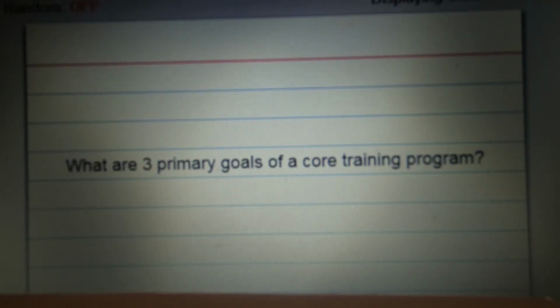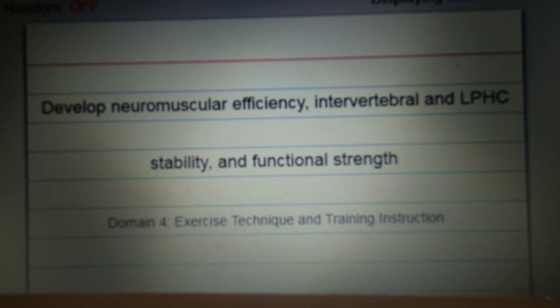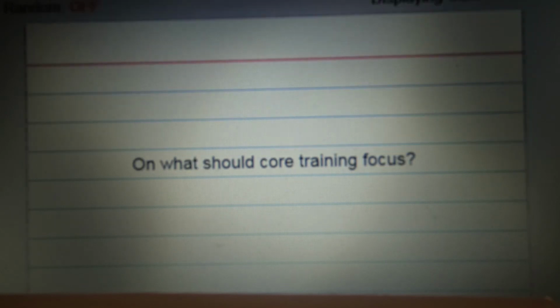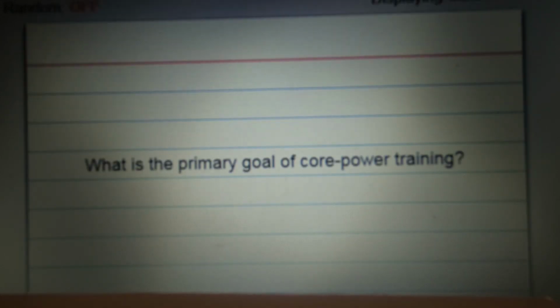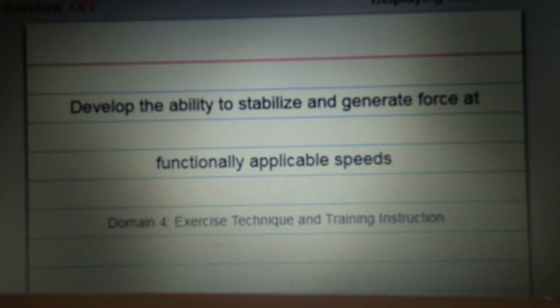Core stabilization. What are 3 primary goals of a core training program? Develop neuromuscular efficiency, intervertebral and LPHC stability, and functional strength. On what should core training focus? Quality of movement. What is the primary goal of core power training? Develop the ability to stabilize and generate force at functionally applicable speeds.